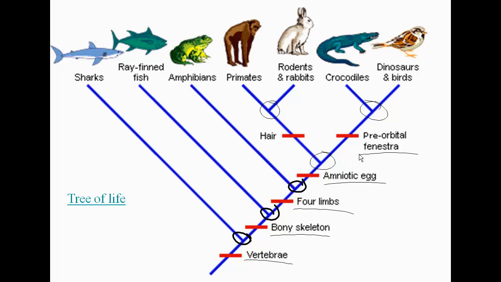So vertebrae. Are all of these organisms vertebrates? Yes. Do all these organisms have bony skeletons? No. Which one does not? Shark. Good. Four limbs. Do all of them have four limbs? No. Which ones do not? Good. We can keep going as far as the amniotic egg. Primates, rabbits and rodents, crocodiles, dinosaurs and birds, they have those. As you get to the top here, that is the most complex organism. All the way down at the bottom, the least complex.